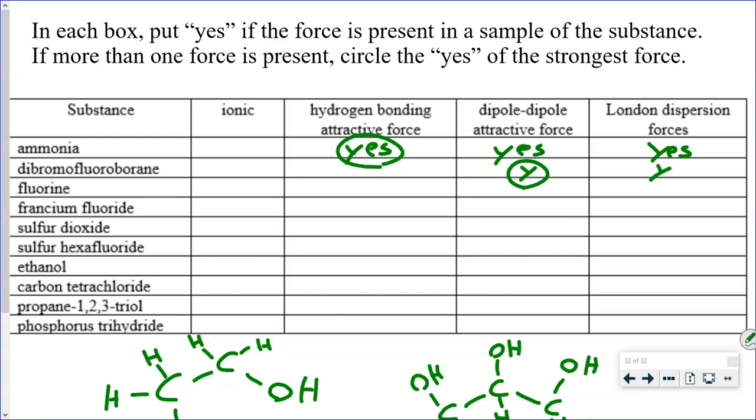Fluorine, and when I say fluorine, I mean diatomic fluorine, F2. This is nonpolar. It's a fluorine bonded to another fluorine. We've only got one type. This is simply London dispersion forces and nothing else because it's a nonpolar molecule.